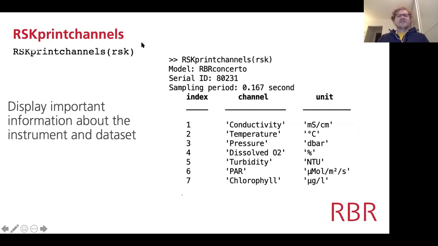The first thing I would do after opening a file is use the command RSK print channels. It does a very simple but important thing, which is to print to the screen a number of important things about the data set itself: the name of the instrument, the serial number, the sampling period, the channels, and the units. It's just to show you what you're working with.